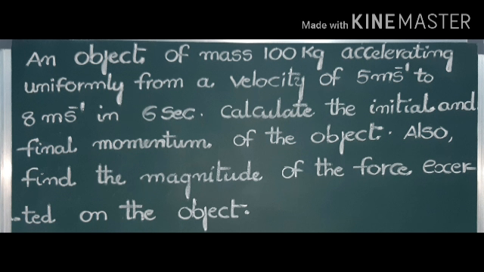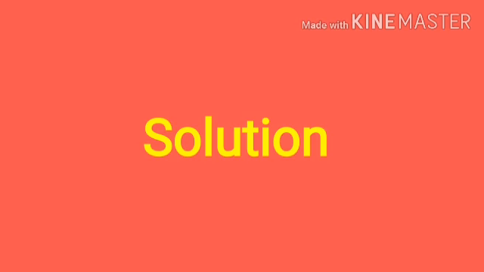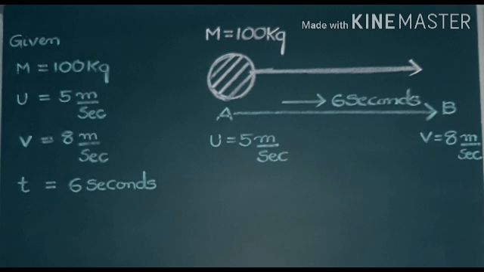So what are the given terms? Mass 100 kg and velocity changing from 5 meter by second to 8 meter by second. That means the initial velocity is given, the final velocity is given. Time is 6 seconds. It is asking initial and final momentum and force. Now for the solution. Once again, the given terms: mass 100 kg, initial velocity 5 meter by second, final velocity 8 meter by second, time is 6 seconds when the object is moving from A to B. These are the given terms.